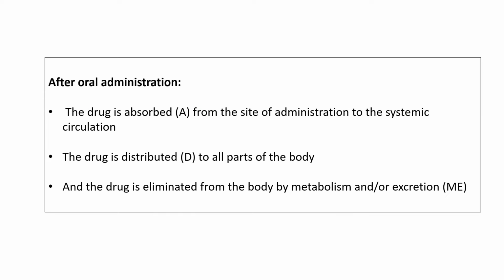So what happens when a drug is administered? After oral administration, the drug is absorbed from the site of administration into the systemic circulation. Systemic circulation here means arterial and venous circulation. The drug is distributed to all parts of the body. For that, the drug needs to be in the circulation, and it will be carried by the blood to the different tissues of the body. Then the drug is eliminated from the body by metabolism or excretion. Metabolism is in the form of enzymatic, some hepatic metabolism, and excretion is in the urine. So that is how the drug is excreted. To understand it more, let's see the following figure.